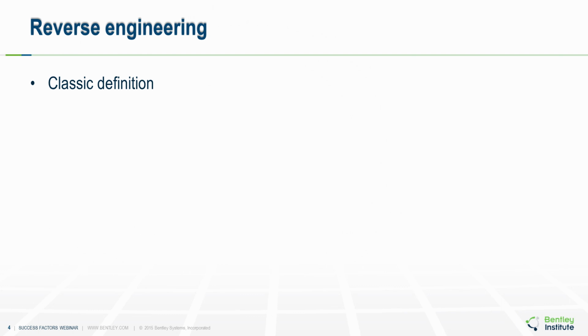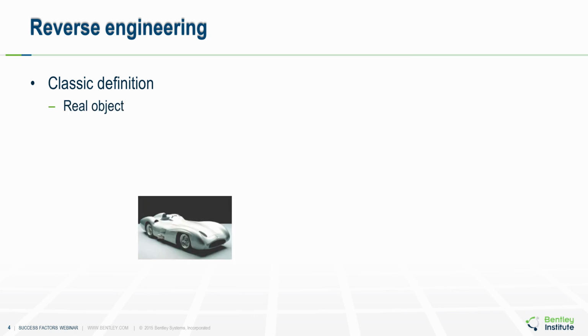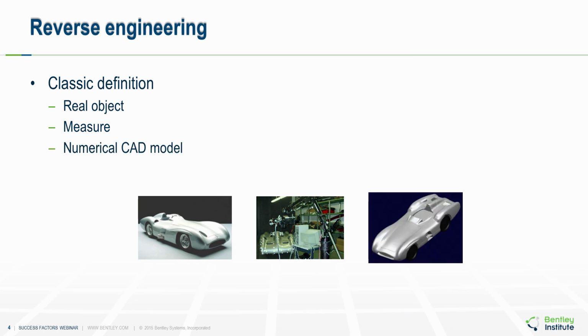The classic definition of reverse engineering is the analysis or study of a device in order to learn the details of its design, construction and operation, perhaps to produce a copy or an improved version. So looking at a CAD modelling example, we take the real object, measure it, and then create a numerical CAD model of the object from those measurements.